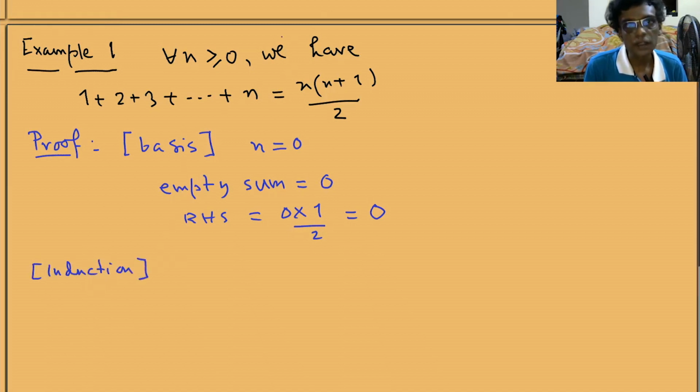Of course, you could start the induction from n equal to 1 itself. So this side is 1, this side is 1 times 2 by 2, that is 1. It's okay. I am starting from n equal to 0 to highlight that whenever you have an empty sum, it is 0, and whenever you have an empty product, it is 1. Remember this.